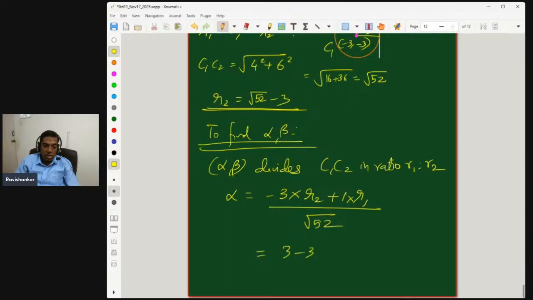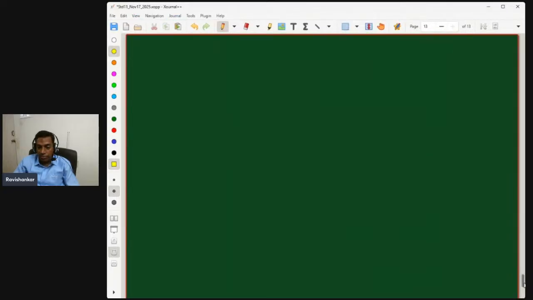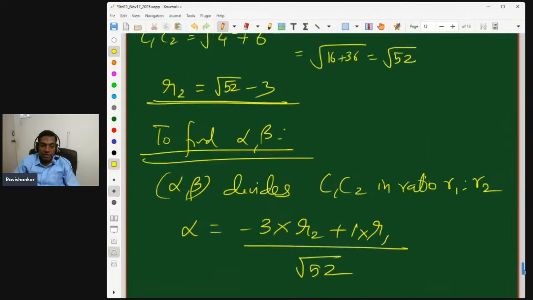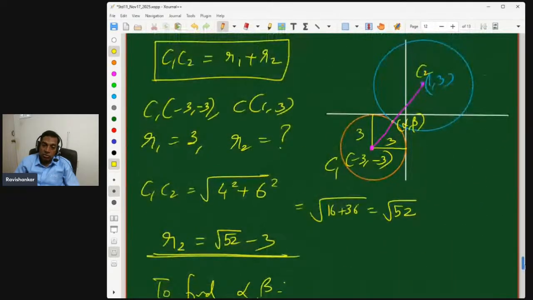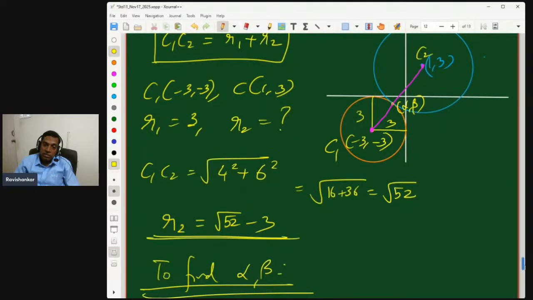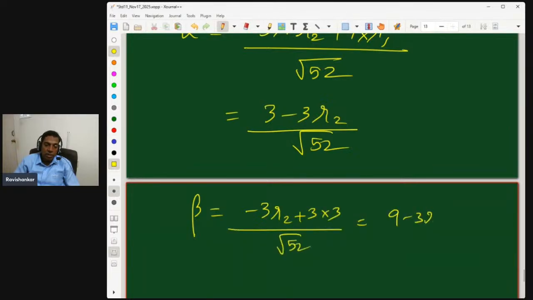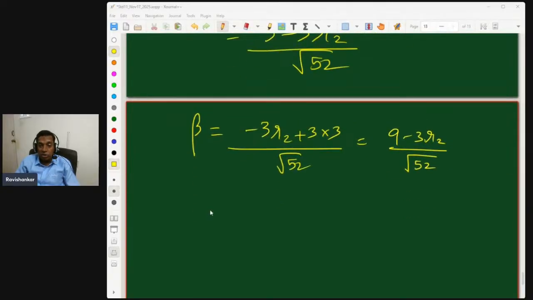So 3 minus 3R2 by root 52. You can compute it later because the question does not ask us to find alpha and beta separately. And beta is again the same logic: minus 3 into R2 plus 3 into R1, which is 9 minus 3R2 by root 52. So the question asks you to find beta minus alpha whole squared.